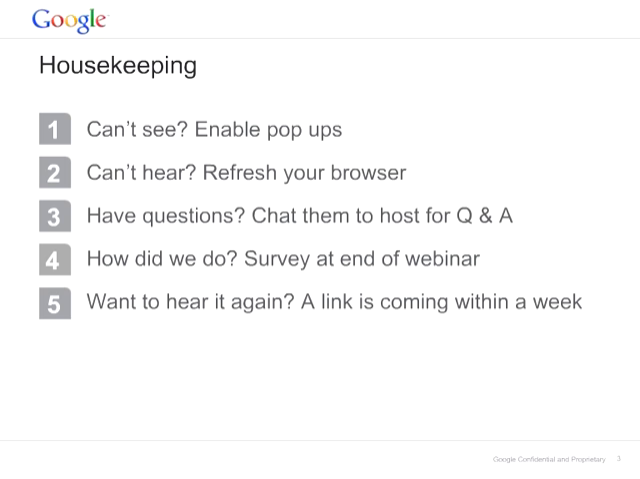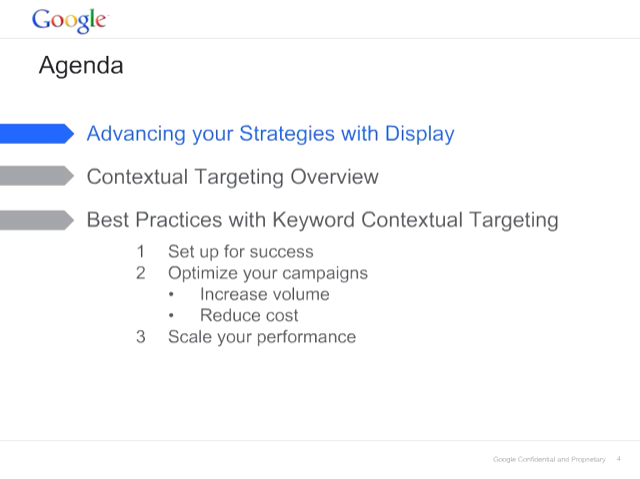Now on to the agenda. We'll start today with a quick overview of display advertising and how it can be used to complement your existing search campaigns. We'll then dive into our new and improved keyword contextual targeting solution, which we've recently developed to make it easier for you to launch contextual campaigns and manage them more efficiently. Finally, we'll walk through new tips and best practices to apply when using keyword contextual targeting. As I mentioned before, we'll have Q&A at the end of the presentation based on the questions you submit throughout the webinar. Now let's get started.